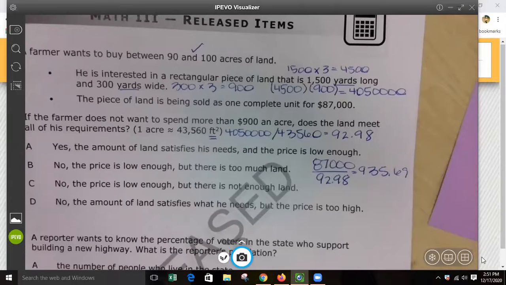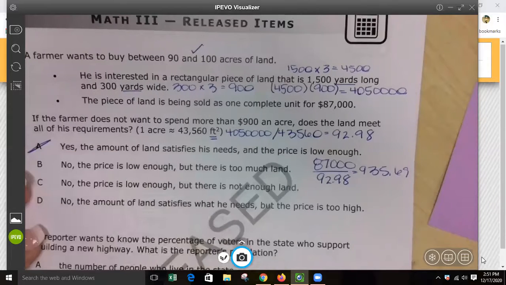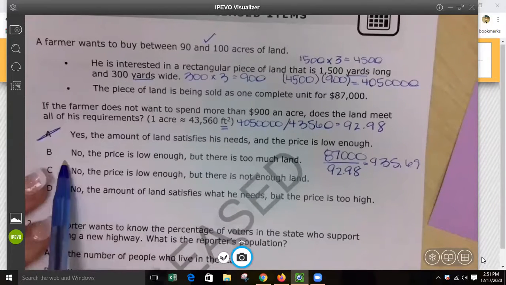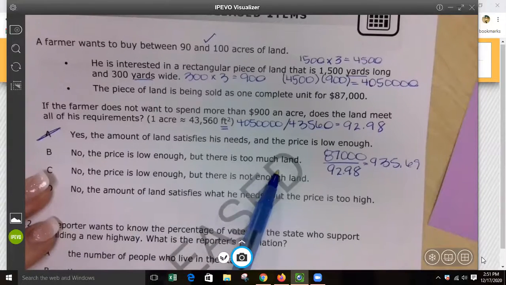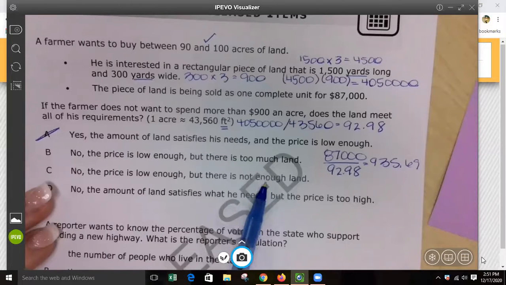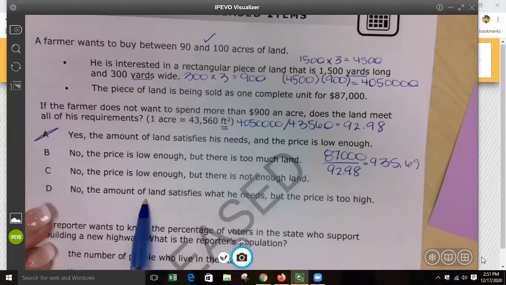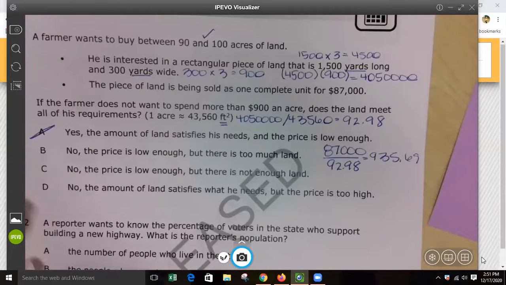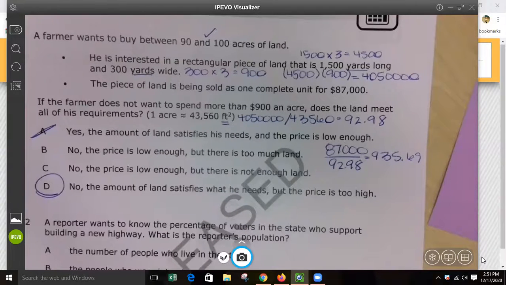Does it meet those requirements? No. So yes, it's the right size. No, it's not the right price. So we know it's not a yes, he's not going to buy it. No, the price is low enough, but there's too much land. The price is low enough, but there's not enough land. Or the amount of land satisfies, but the price is too high. Which one is it? D. So again, not a hard problem, just takes a few minutes.